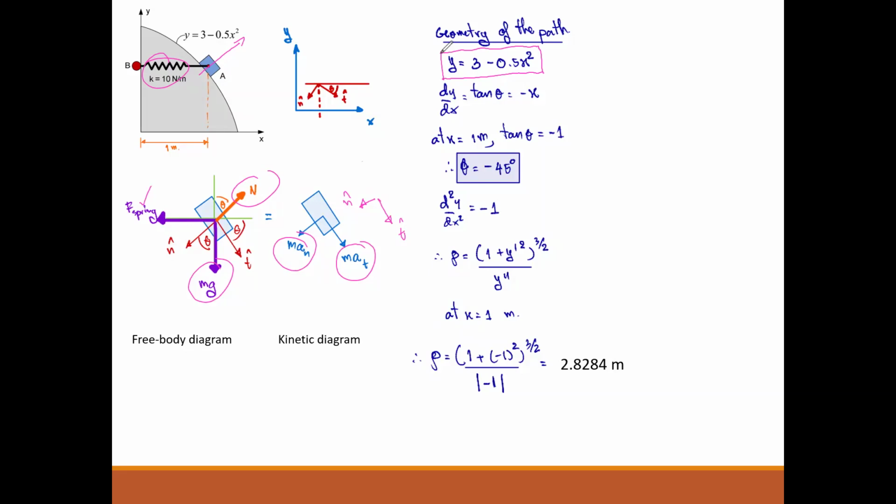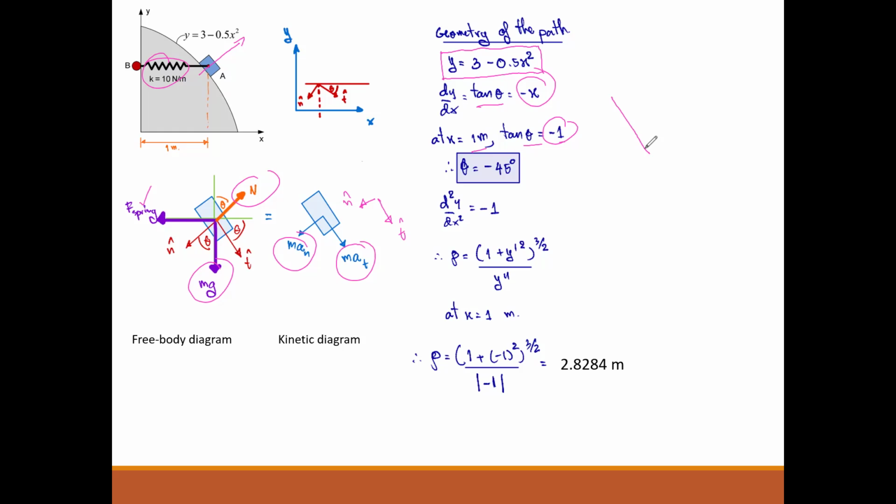So it means that the slope dy by dx is equal to tan theta equal to, for this equation, we obtain minus x. So when x equal to 1 meter, tan theta becomes minus 1. That means that theta is minus 45 degree. Minus 1 means that the slope is going down. This is the decreasing in slope.